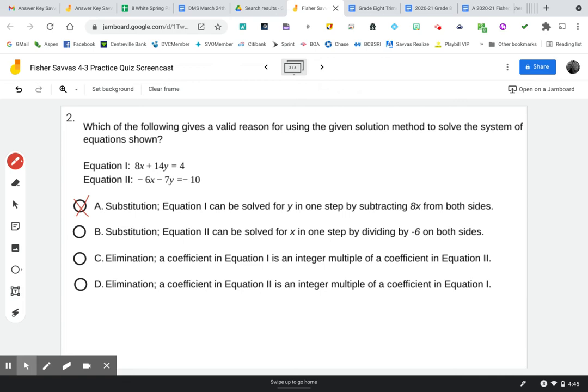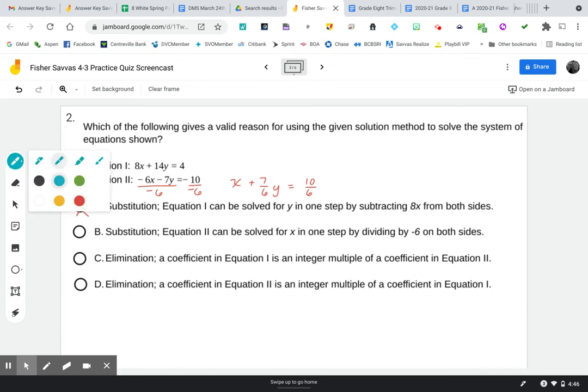All right, B tells us a substitution again, and they're saying here that equation 2 can be solved for x in one step. Again, that's the key word here, that they can solve it in one step by dividing by -6 on both sides. Well, I can divide both sides of this equation by -6, and I certainly will get x. But on that same side, I'm going to get plus 7/6y equals 10/6. I did not solve for just x in one step.